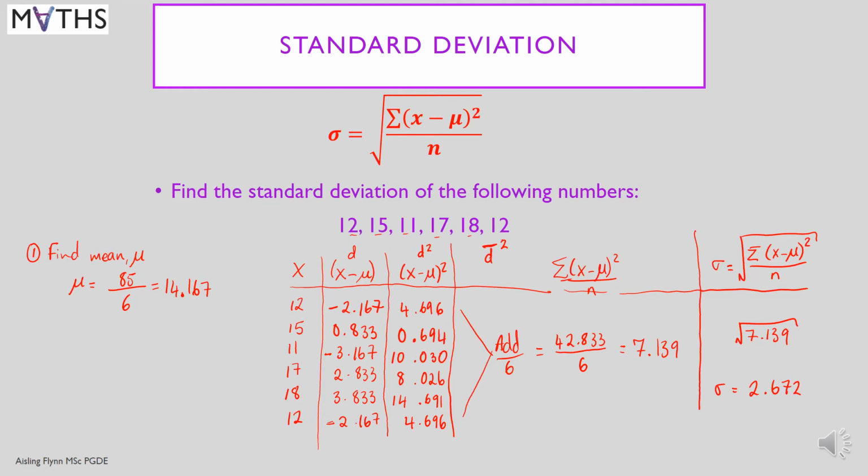Okay, and that is the standard deviation. It says on average the numbers are 2.672 away from the mean, which was 14.169, and you can see that's probably true. Numbers like 18 are nearly 4 away from it. Numbers like 15 are less than 1. 12s are 2 away from it, and so on. So that's the average, and that's your sigma.